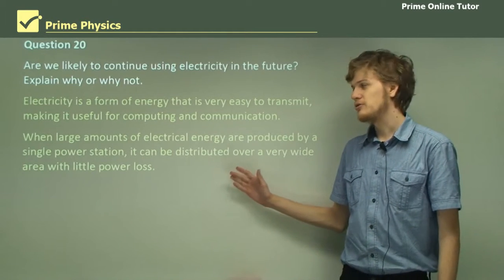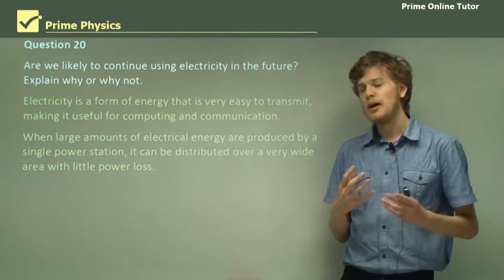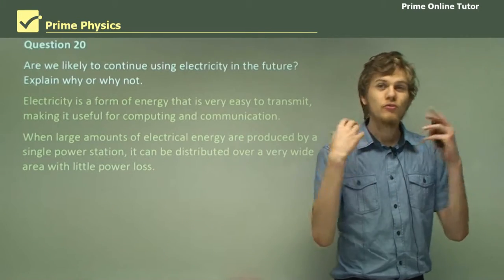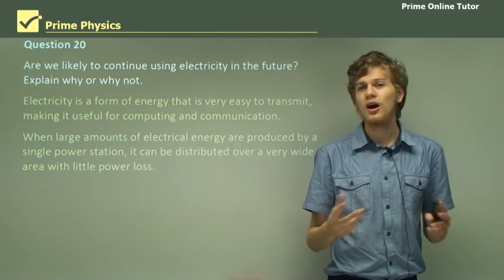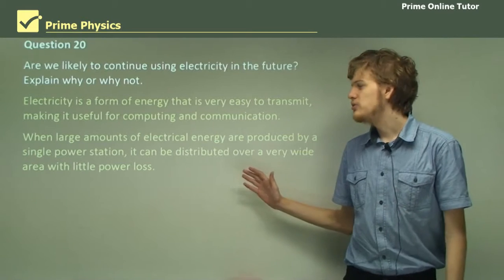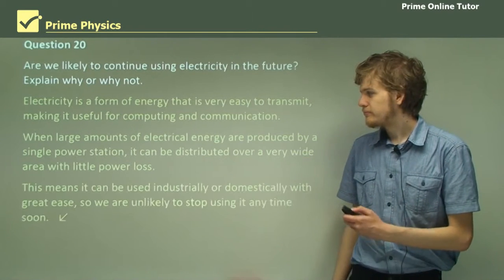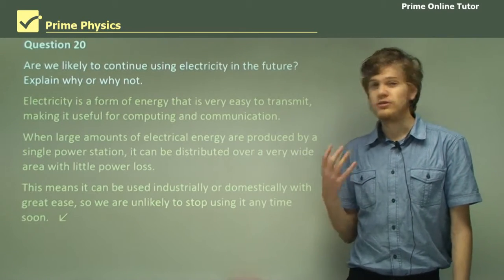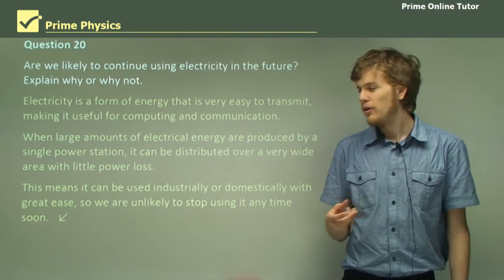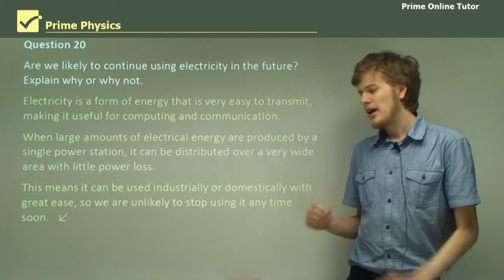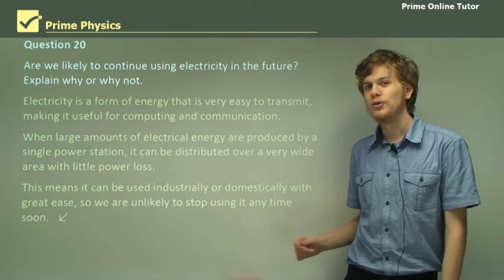When large amounts of electrical energy are produced at a power station, we can send it over very long distances through high voltage power lines without losing energy. This means that we can use it industrially, or we can use it in the home, or we can use it to send messages. And it looks like we are going to continue doing that for a very long time to come.